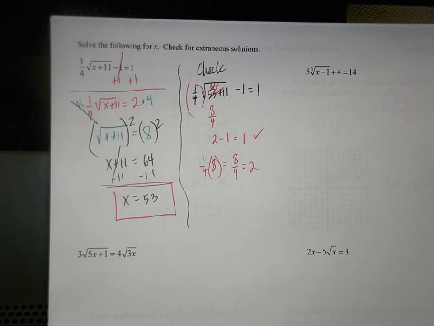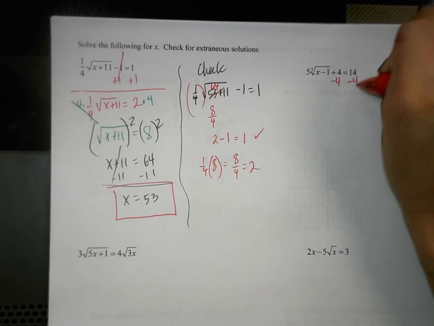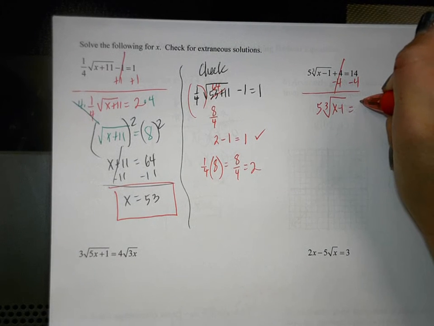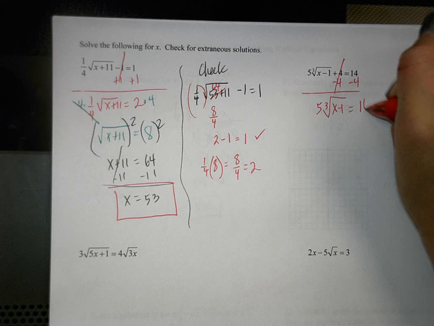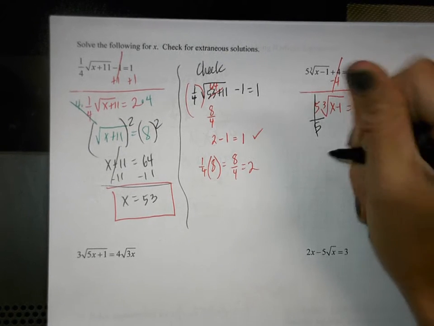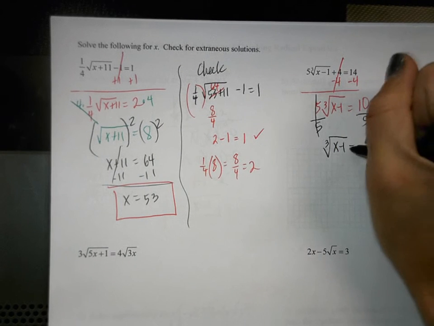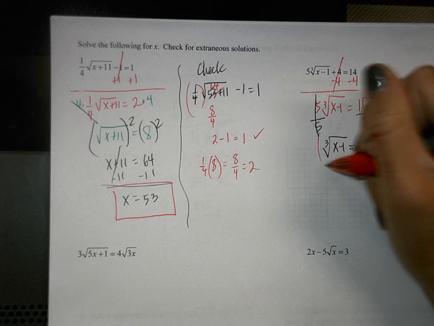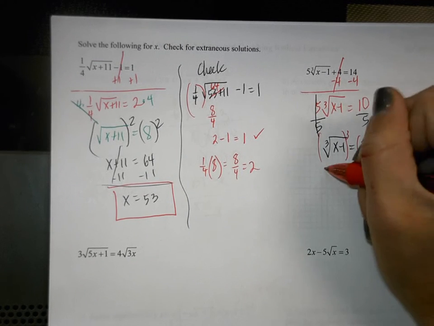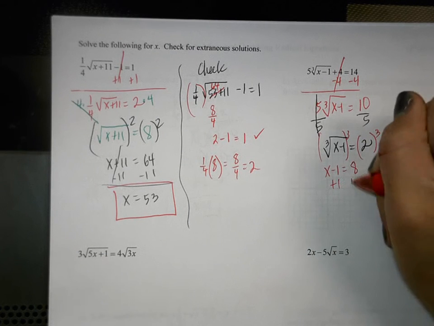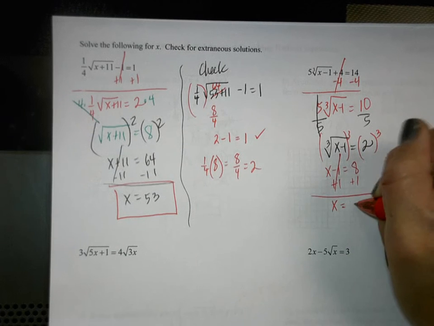Okay, what will I do first on this other problem? Good. Subtract 4 to both sides. So I have 5 cubed root of x minus 1 equals 10. Next, what will I do? Good. Divide by 5. So now I have the cubed root of x minus 1 equals 2. How do we get rid of a cubed root? Good. Cube both sides. So I end up with x minus 1 equals, and 2 cubed is 8. We add 1 to both sides, and so I find that x equals 9.